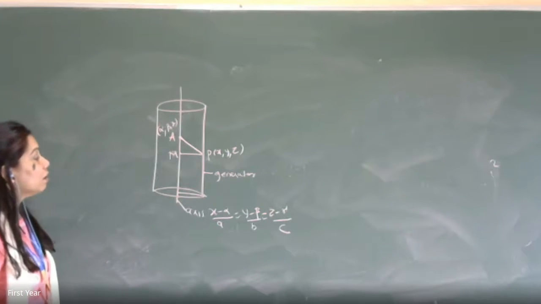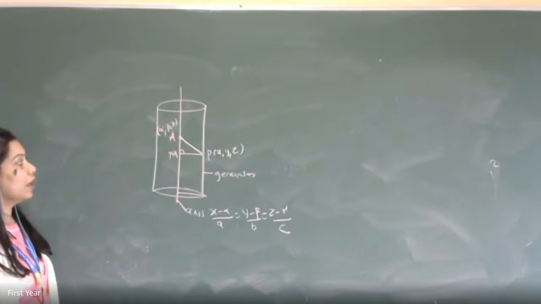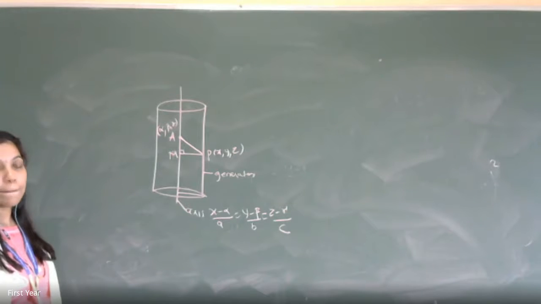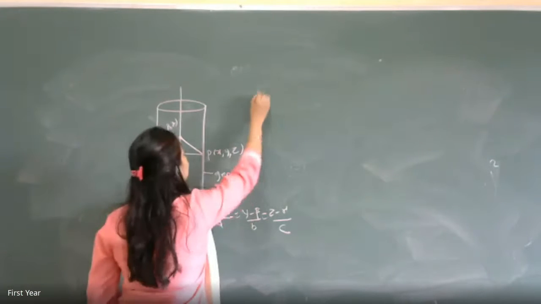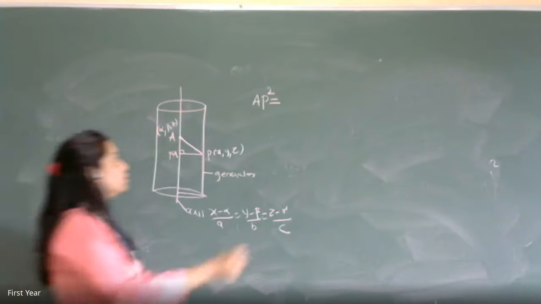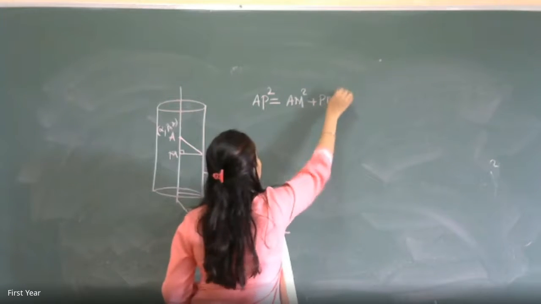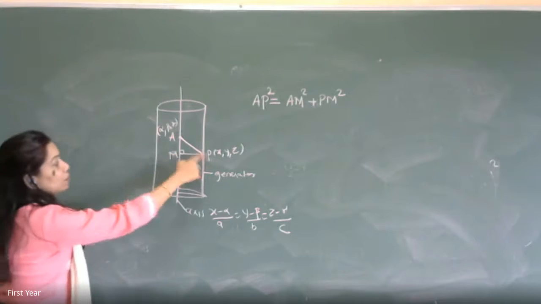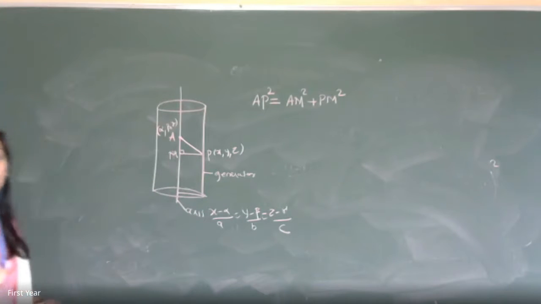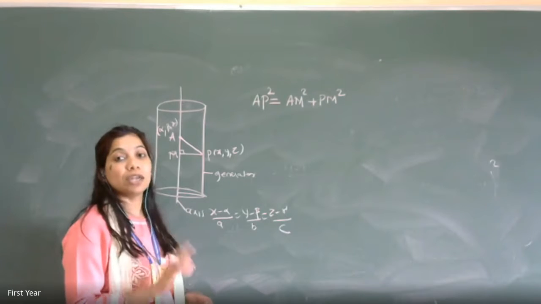Can you see a right angle triangle here? AMP is a right angle triangle. So what can we use for this right angle triangle? I can use Pythagoras theorem. So AP square is equal to AN square plus PN square, or MP square. Is it okay? Yes. So with the help of this, we are going to get the equation of the right circular cylinder.